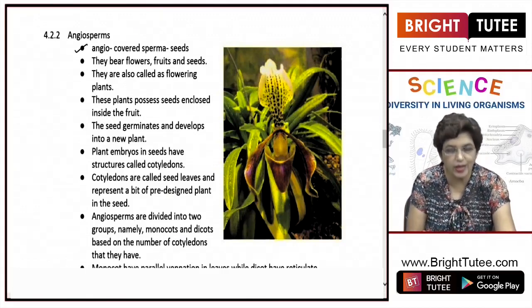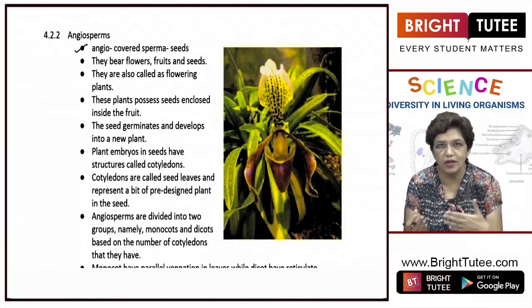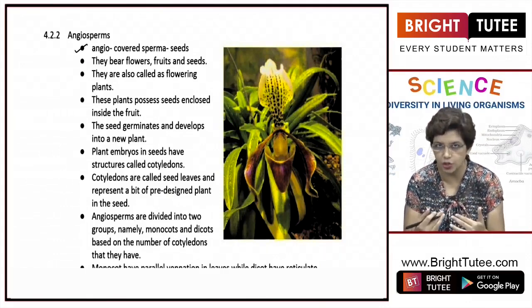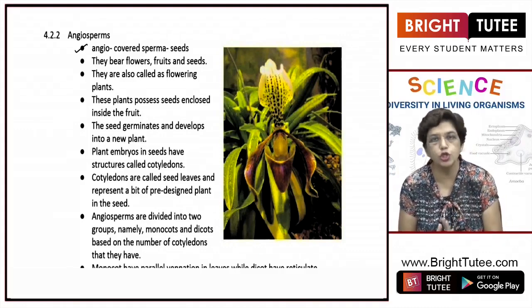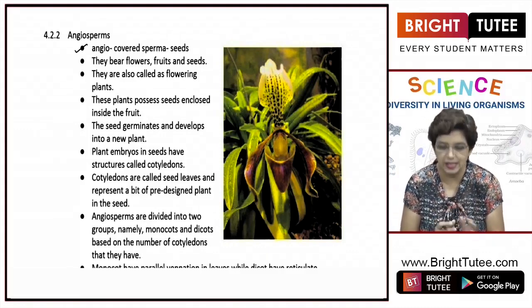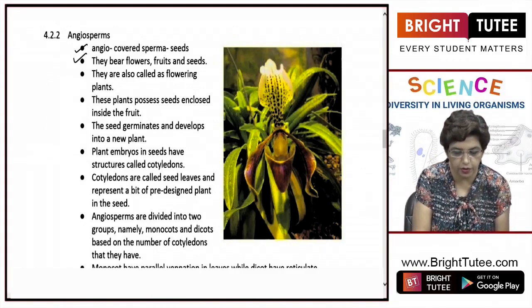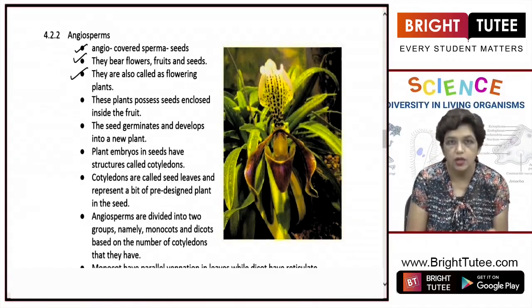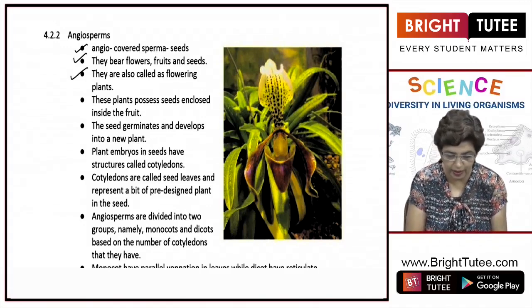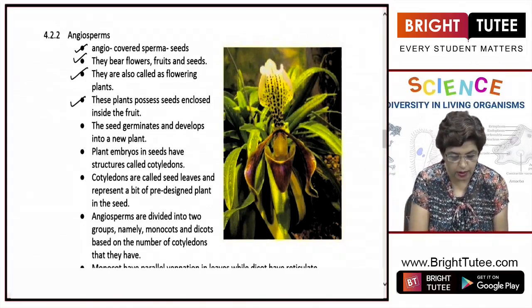Next is the angiosperms. Angio means covered and sperma means seeds. So the seeds are covered. So you can very well differentiate between angiosperms and gymnosperms. The main difference: in gymnosperms seeds are naked, in angiosperms the seeds are covered inside the fruit. They bear flowers, fruits and seeds. They are also called flowering plants, while the gymnosperms are non-flowering plants. They possess seeds enclosed inside the fruit.